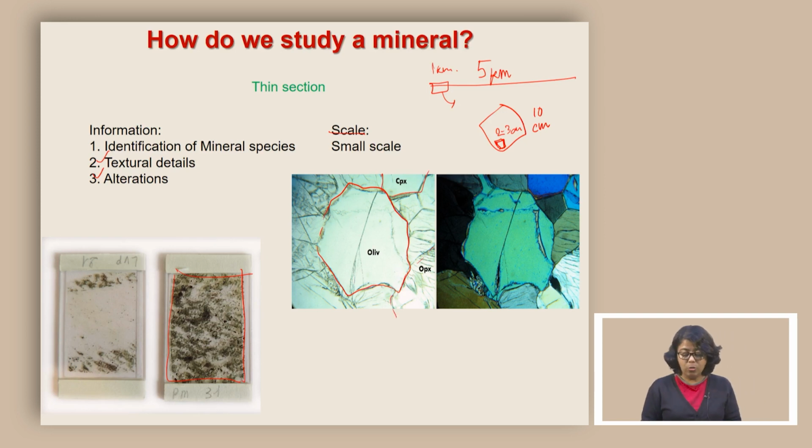Now, just looking at it under plain polarized light is not enough. If you look at it under crossed polarized light, it also gives you additional optical properties. For example, it immediately gives you a characteristic color, which unlike the color that you observe in the hand specimen, this particular color is extremely reliable, and this is one of the ways of identifying a mineral.